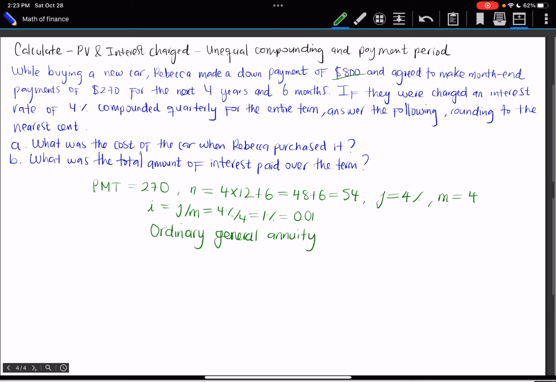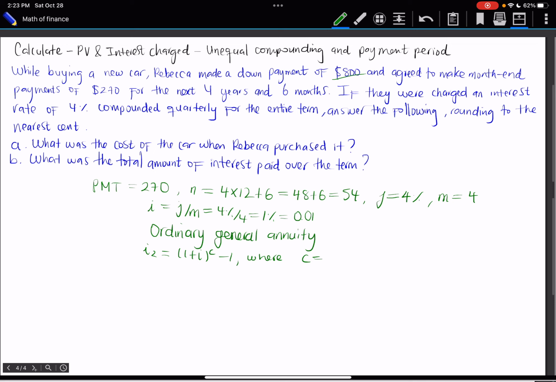And because we have an ordinary general annuity, we need to find the equivalent periodic rate that matches the payment period. Then using that equivalent periodic rate, we can use the ordinary simple annuity formula to calculate the future value and present value of the annuity. Now, the equivalent periodic interest rate per payment period is given by 1 plus I to the C minus 1, where C is the number of compounding periods per payment period.